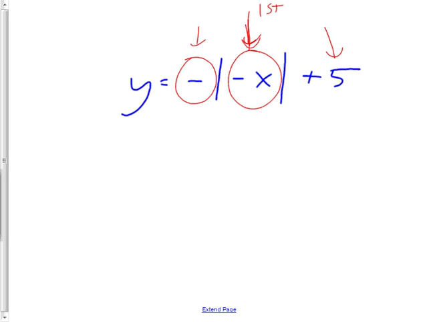Do that reflection first, which is a left-right reflection, a reflection across the y-axis. And then this guy gets done next, and that's a reflection up, down, or across the x-axis. And the last thing you do is your moves, like your slides. And this one gets slid up 5 at the end.